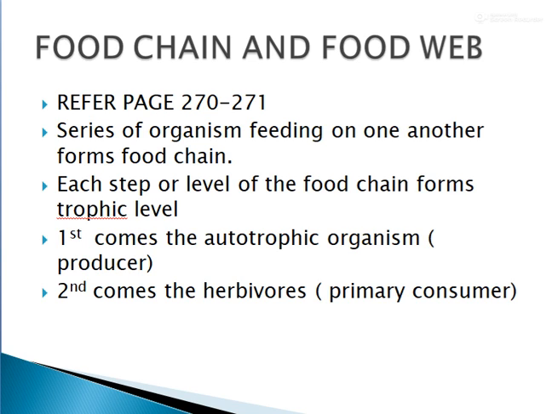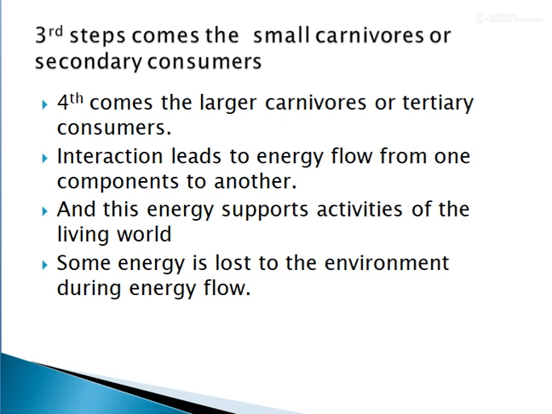Second come the herbivores. Herbivores means those organisms that consume herbs, okay, and they are referred to as primary consumers. Third step comes the small carnivores, or in short we can call them secondary consumers. Fourth, they include larger carnivores, or we can call them tertiary consumers.